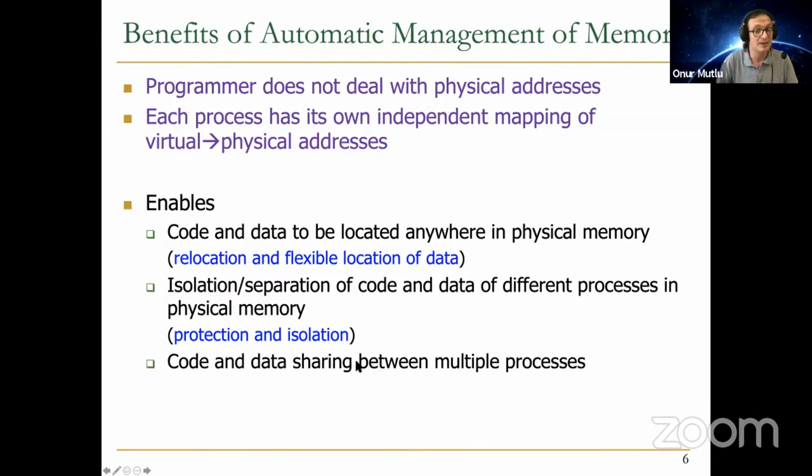Code and data sharing between multiple processes also becomes easier. This is called sharing in general, because by just having a mapping mechanism, you can map different virtual addresses in different programs to the same physical address so that they can share data, for example. So this mapping mechanism between virtual and physical addresses enables multiple benefits, as you can see, and as we will see in a bit more detail.